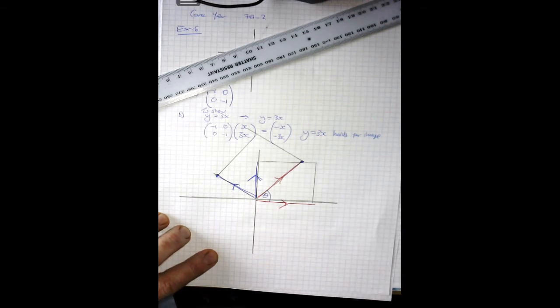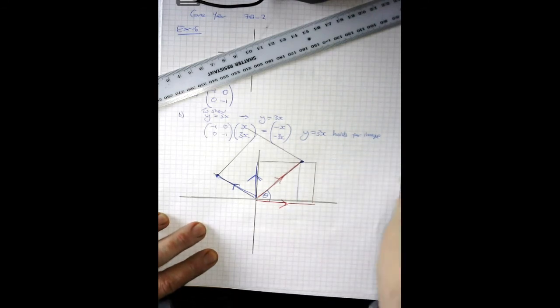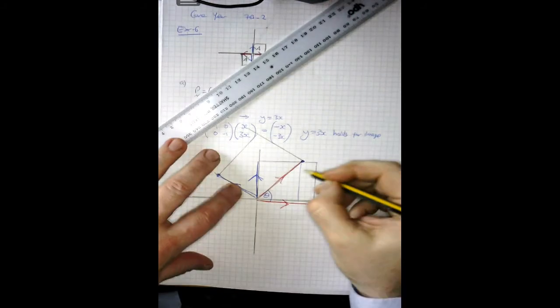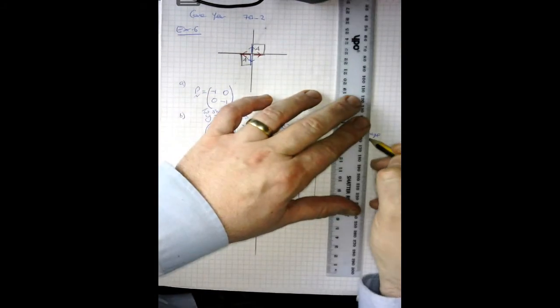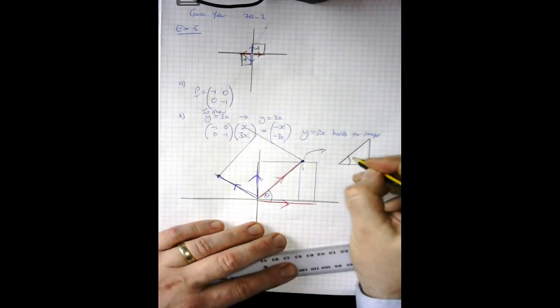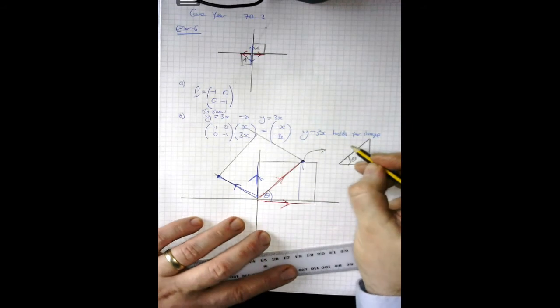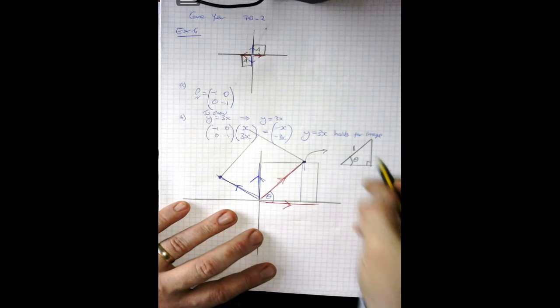Theta. I know that that side length is 1. Of course, that's then my opposite side, and opposite over hypotenuse is sine. So this is sine theta. This is my adjacent side, and adjacent over hypotenuse is cos. So this side is cos theta.